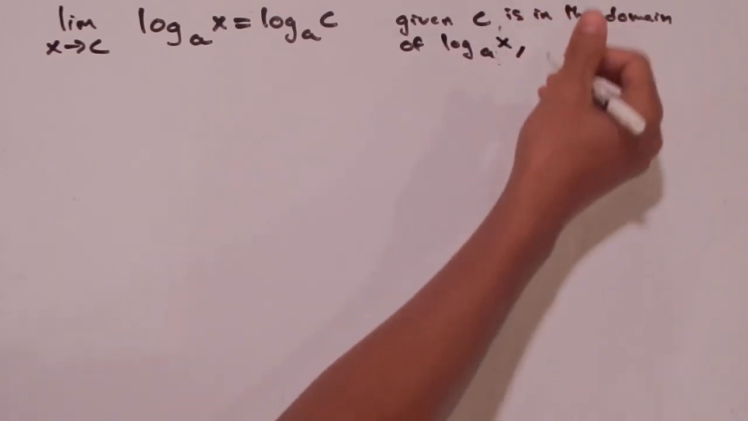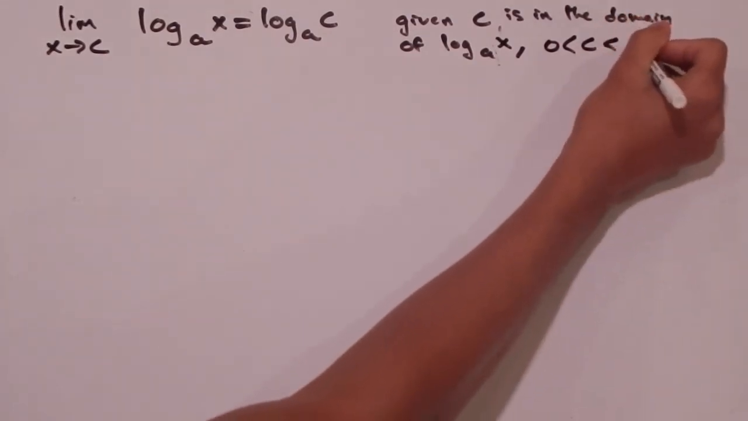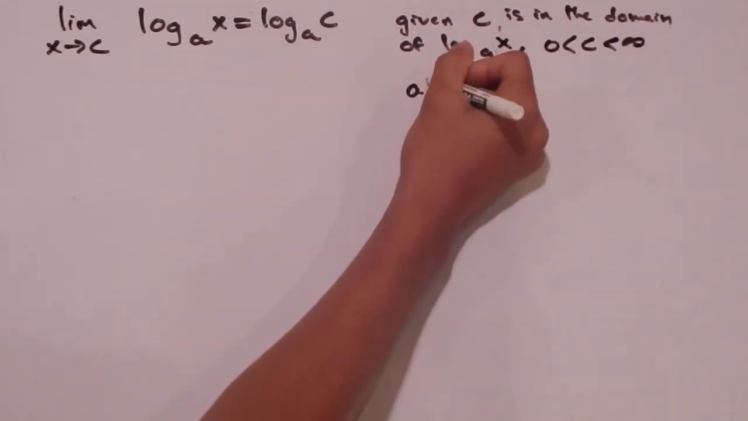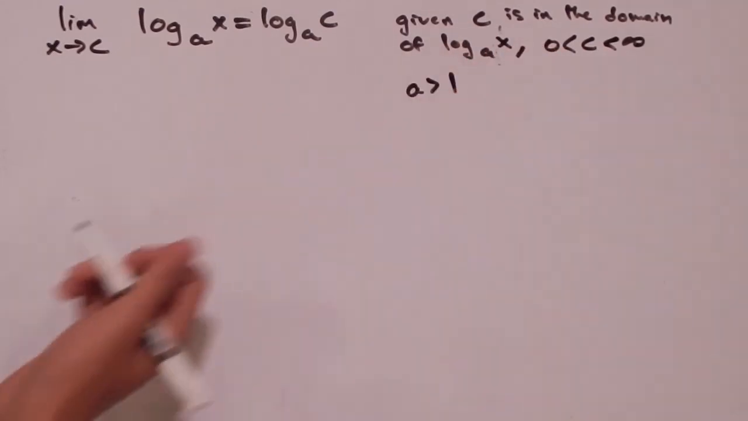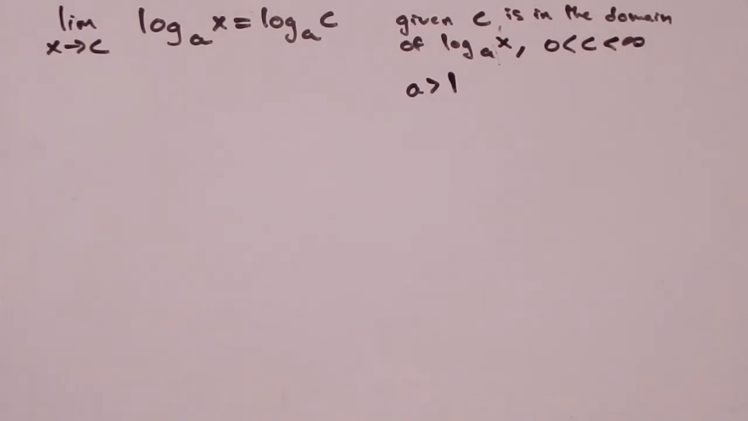And for a log function, that means that c is going to be greater than 0, but less than infinity. And also that a is greater than 1. So we're going to prove this for log bases greater than 1, and then we're going to use some of our limit properties to extend that to log bases less than 1.